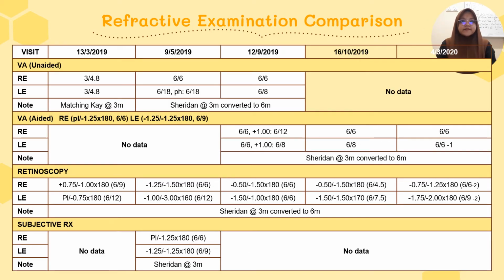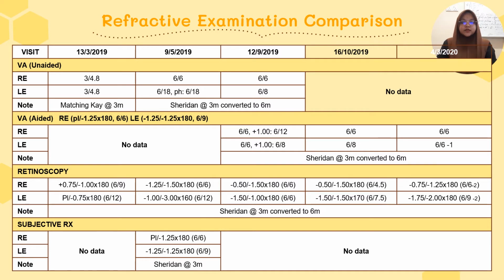These are the refractive examination results comparing each visit. First, we look at the VA unaided. For the right eye, it remained the same 6/6, and for the left eye, it improved during the second visit from 6/18 to 6/8 during the next visit by using Sheridan at 3 meters. For VA aided, for the right eye, it remained the same 6/6 during the third, fourth and fifth visits. For the left eye, it fluctuates during the third visit 6/6 and then 6/8 and then 6/6 minus 1.